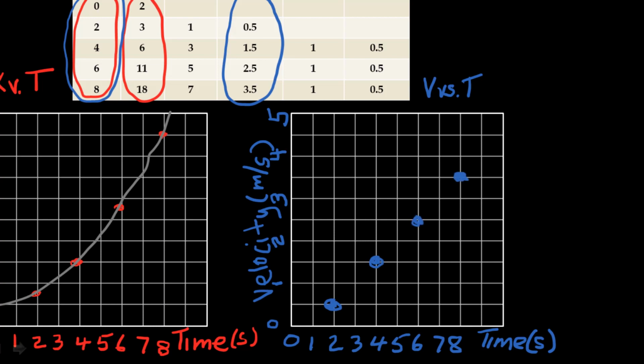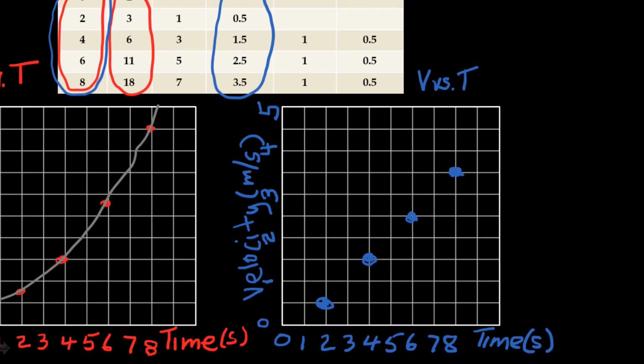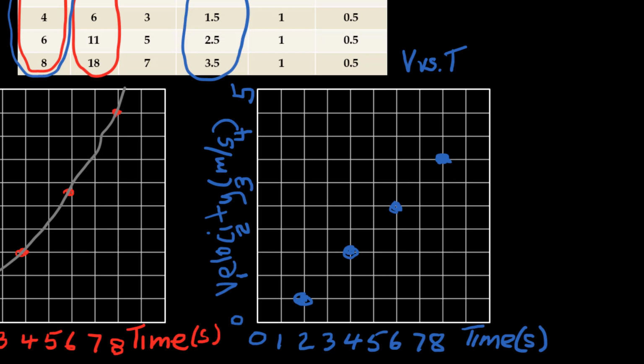So your point at, let's say, 2 seconds and half a meter per second, 4 seconds and 1.5 meters per second, 6 seconds and 2.5 meters per second, and at 8 seconds, the average speed was 3.5 meters per second. Let's draw a best fit line through that. A straight line does a nice job of fitting through that.